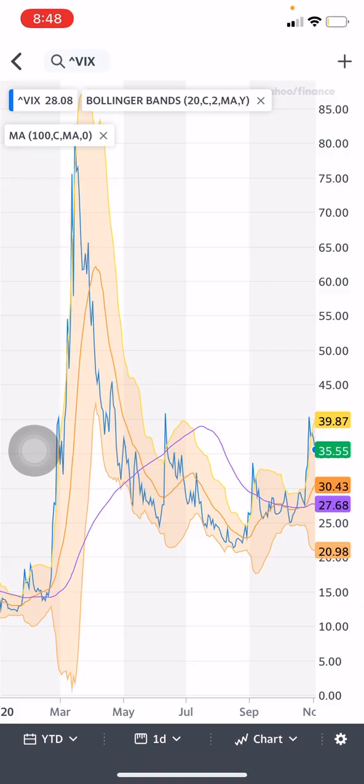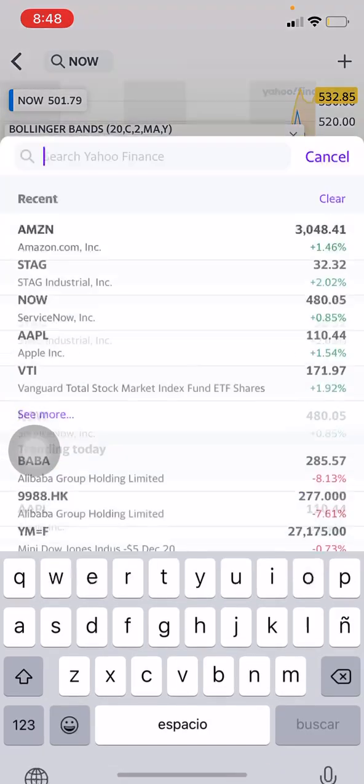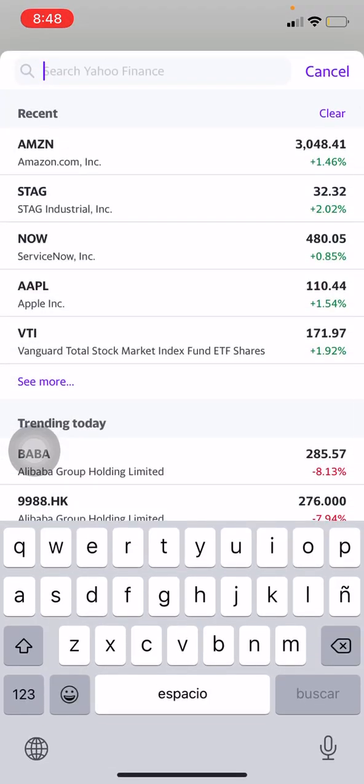So I already have it on my Yahoo Finance, and you guys already know how to get on there, and I already have it in a chart. But just in case, we can. Let me see if I can exit this. I don't know how to exit it on the app without closing the app. So let's just type in VIX again.